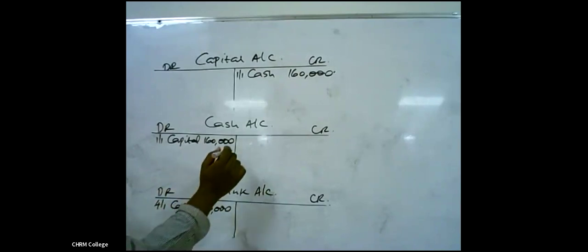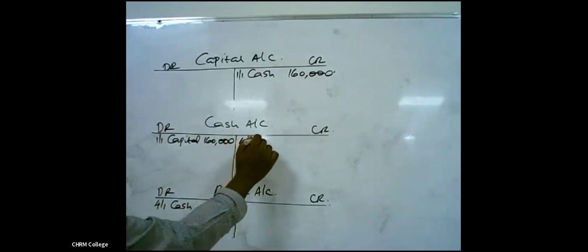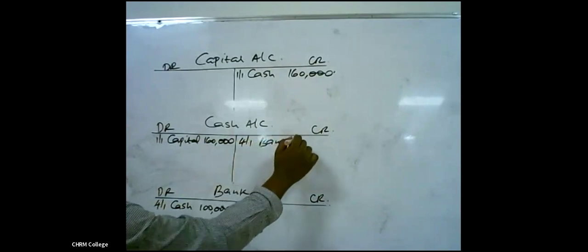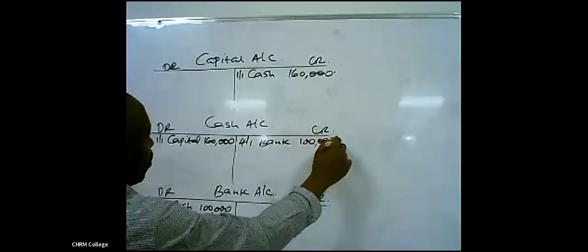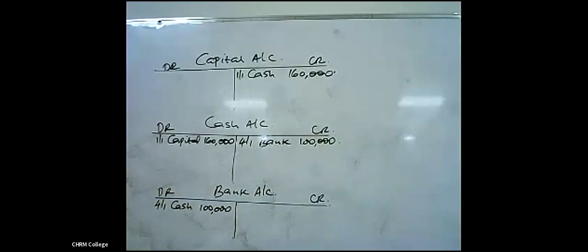In the cash, it is a decrease. 4th of January, the money is going to the bank, 100,000 shillings.